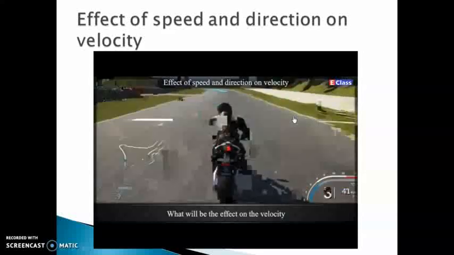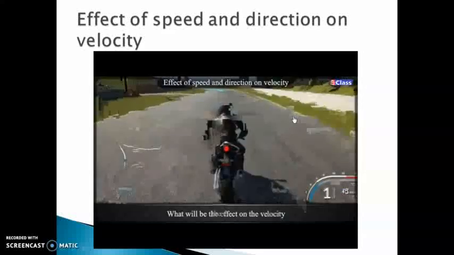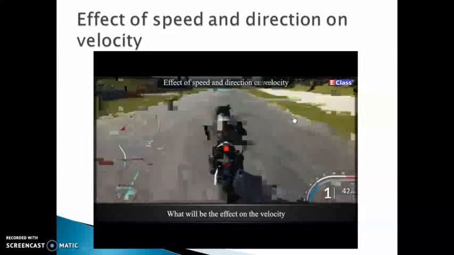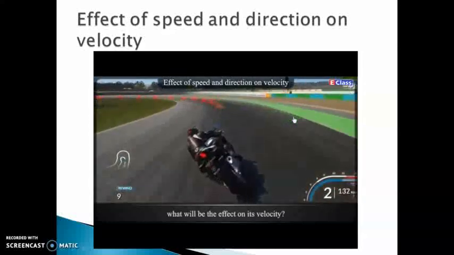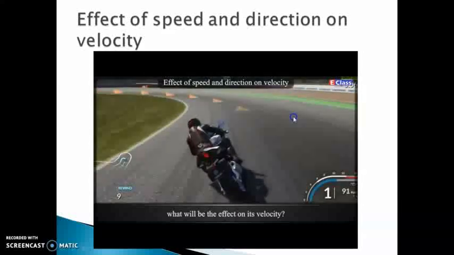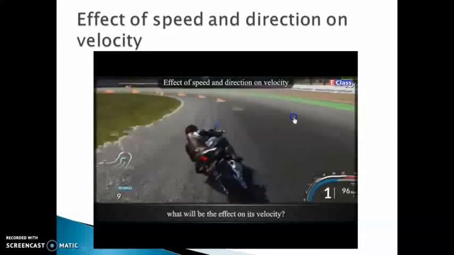3. If on a turning, Sachin changes the direction as well as the speed of the motorcycle, what will be the effect on its velocity? Now direction is also changed, speed is also changed. What will be the effect on its velocity? Of course, velocity will also change.